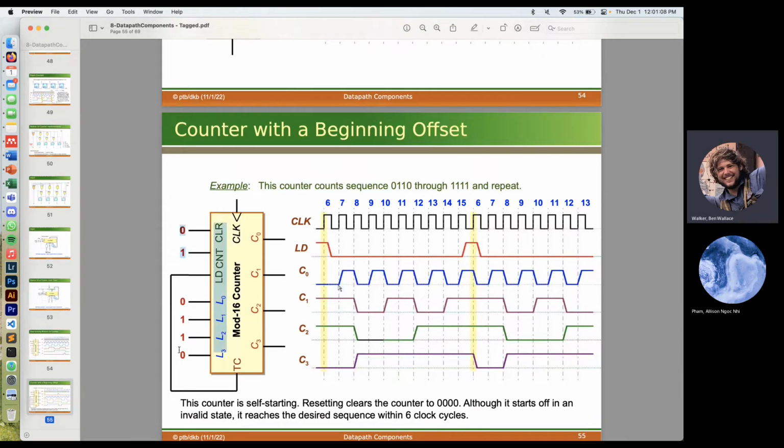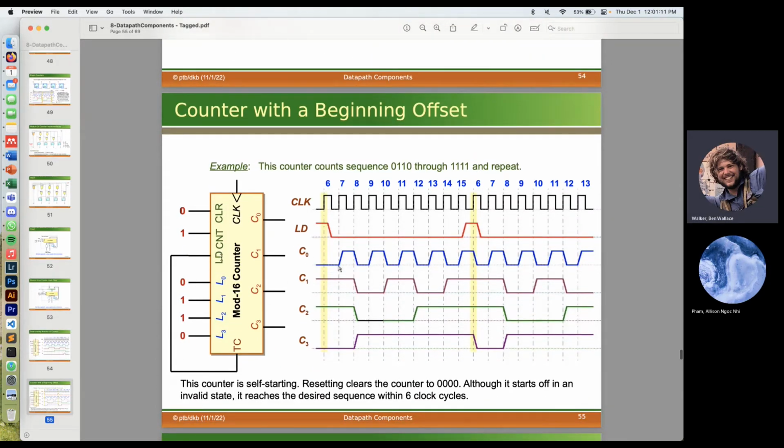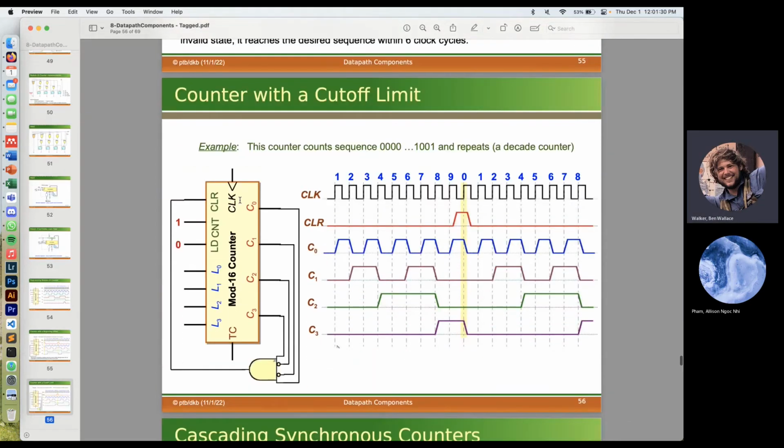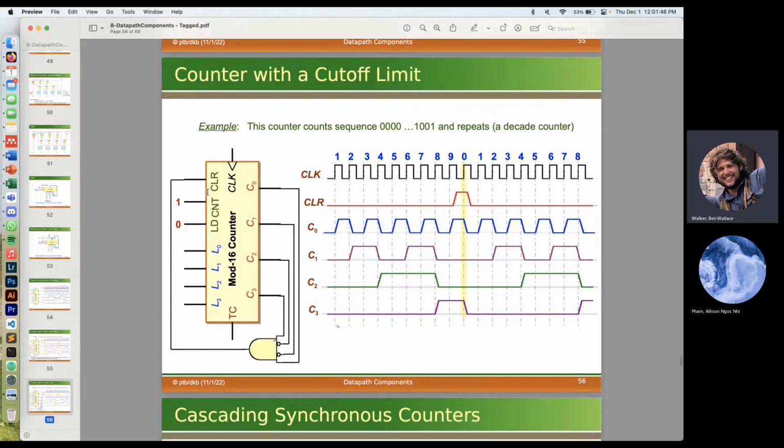But if you give values to these load ins, and you give the load out to the TC input, every time it counts up to its maximum value, instead of going back to 0, it pulls the data from the load in, which allows you to count between X and 15. Likewise, if you want to count between 0 and X, you can take the outputs and do Boolean arithmetic on them back to the clear signal. So this one, once it counts up to 9, the clear signal becomes high, which means on the next clock cycle, it's going to reset back to 0.